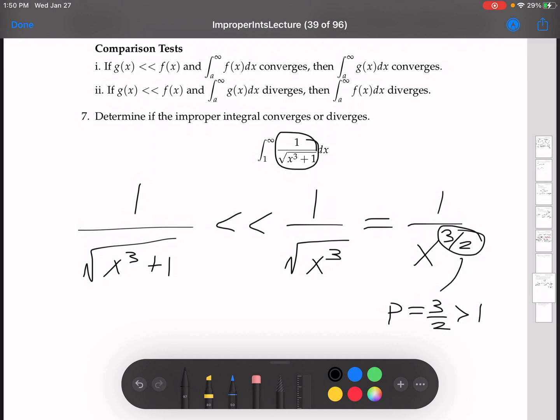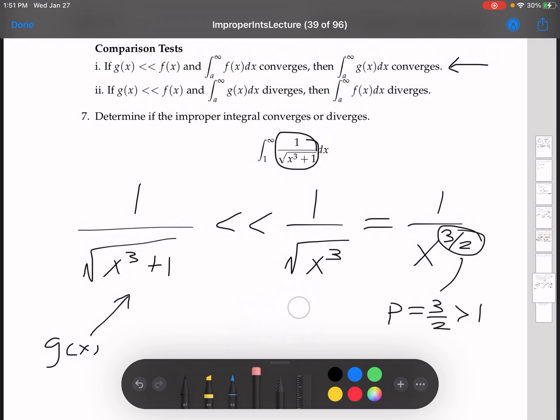And so then we can use this first comparison test. This is my g of x. This will be my f of x in the test there. And so smaller, this one, g of x, is smaller than something that converges, so g of x converges. Not g of x itself, right? It's that we're not talking about the convergence or divergence of g of x itself. We're talking about the convergence or divergence of the improper integral of g of x. We're going to compare that to another improper integral.